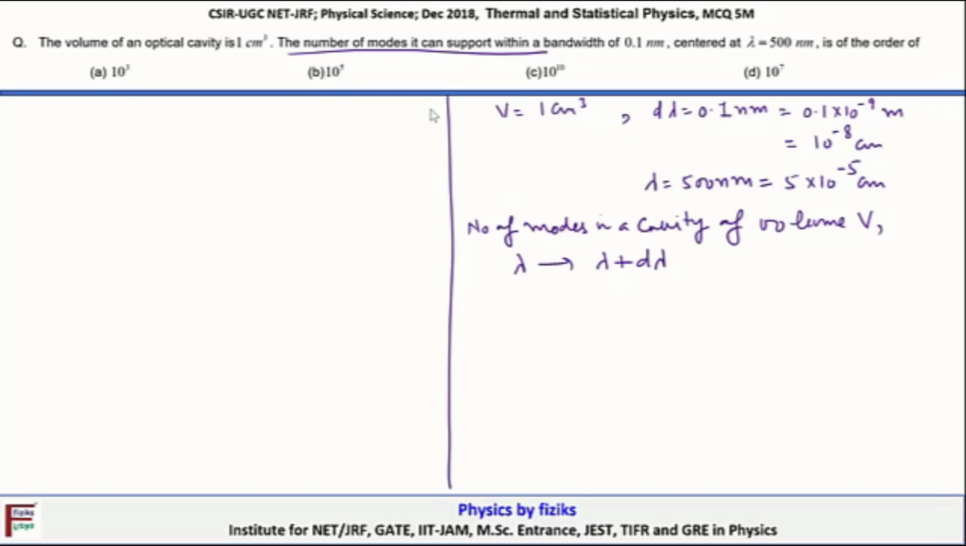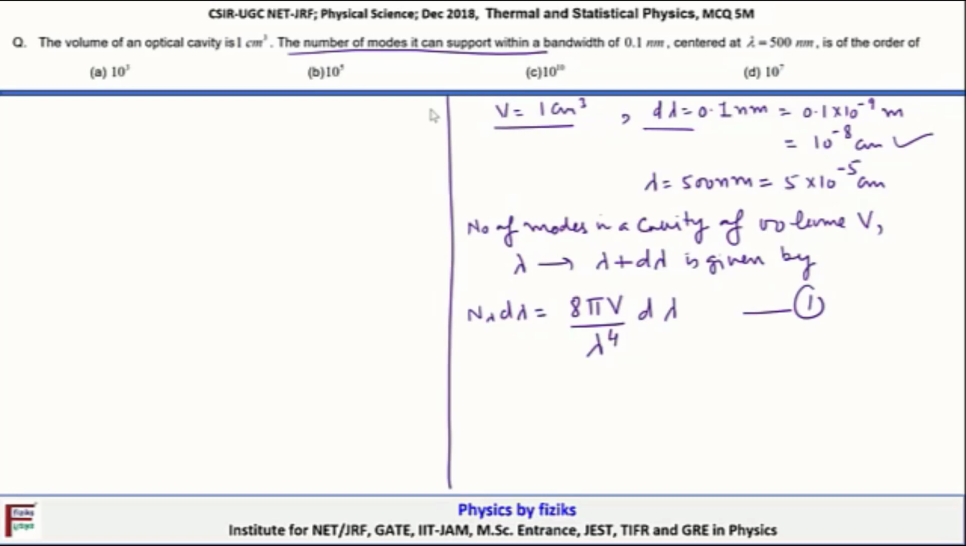So the number of modes is denoted as n lambda d lambda, and this is equal to 8 pi V upon lambda to the power 4 times d lambda. So this expression you have to remember it basically. Now the volume is given to us, d lambda we have already written in centimeters, and lambda also in centimeters. So we simply plug in the given values and see what this number turns out to be.